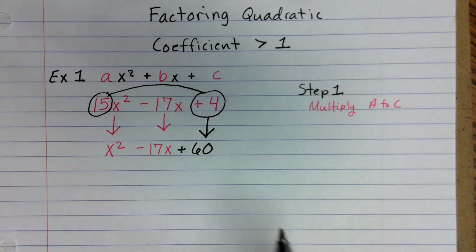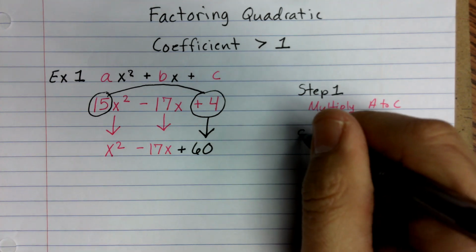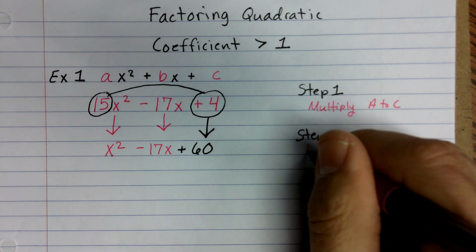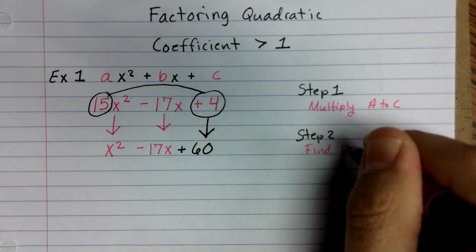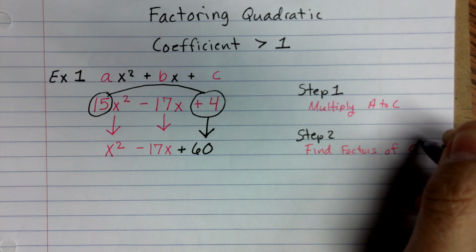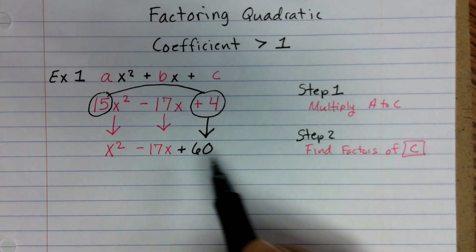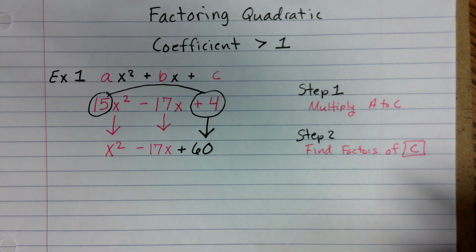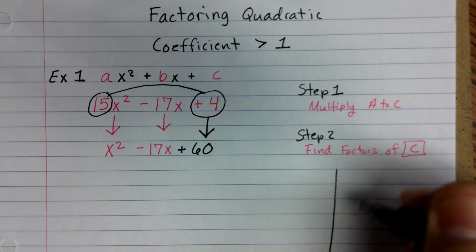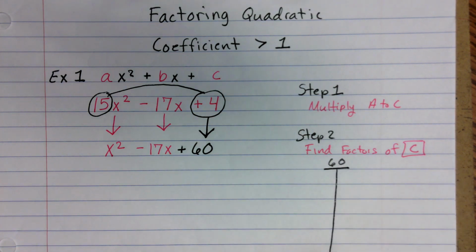I'm going to treat this like any other, and from this point, I want to go to step 2, which is I'm going to find the factors of 60. So step 2, find factors of c. And when I say c, I mean the new c value, which is 60. The way we do that is we're going to draw a number tree. Let me go ahead and draw a number tree real quick. It's just an easy way to organize it. So that's my c value, 60.